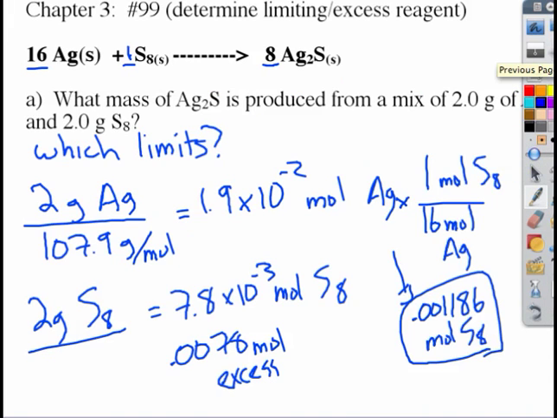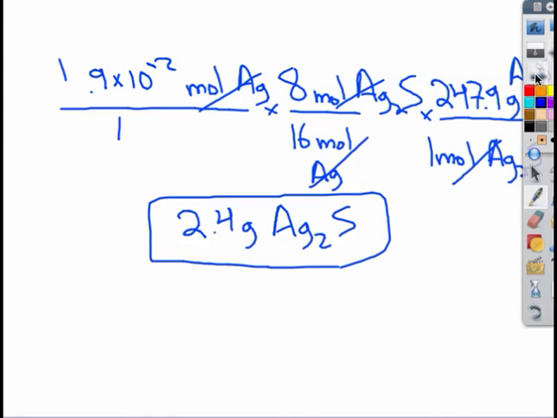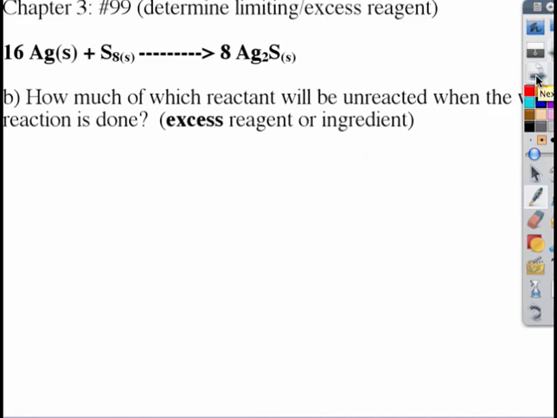Let's go back one page. We learned right here that all we needed was 0.001186 moles of S8. So all we needed to react with our entire amount of silver. That's why it was called limiting for silver, and that's why this is called excess. So we know that I only needed this many moles of my S8 molecule, and I've got this many over here. All right? So let's go back. Okay? So how much of which reactant will be unreacted when the reaction is done? Which one is in excess?